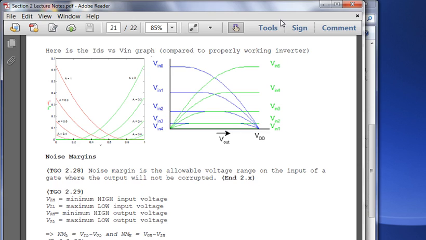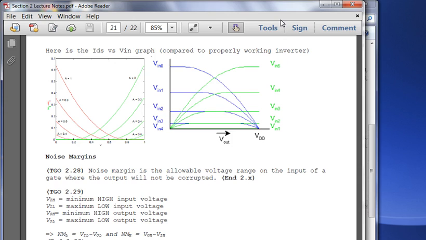And so noise margin we formally define as the allowable voltage range on the input of a gate where the output will not be corrupted. So if we get into this intermediate range, outside the noise margin ranges, we lose the actual value of the circuit. Particularly when we get into sizing and capacitances and gates, channel lengths, we have to worry about this kind of stuff.